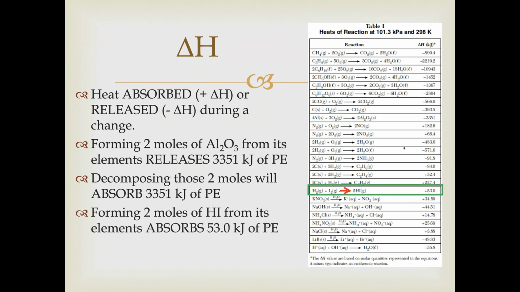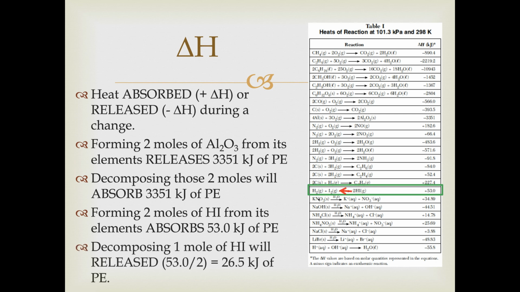Okay. Forming 2 moles of hydrogen iodide from its elements will, see positive right here, absorb 53.0 kilojoules of potential energy for every 2 moles of hydrogen iodide you formed. If you want to find out for 1 mole, you just simply take our 53 and divide it by 2. So decomposing 2 moles of hydrogen iodide will release 53.0 kilojoules of energy. So we want 1 mole. So we take that 53.0 and we divide it by 2. So each mole of HI will release 26.5 kilojoules of potential energy when it's decomposed.